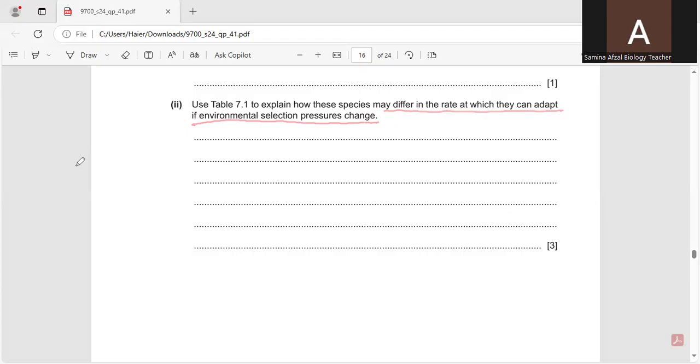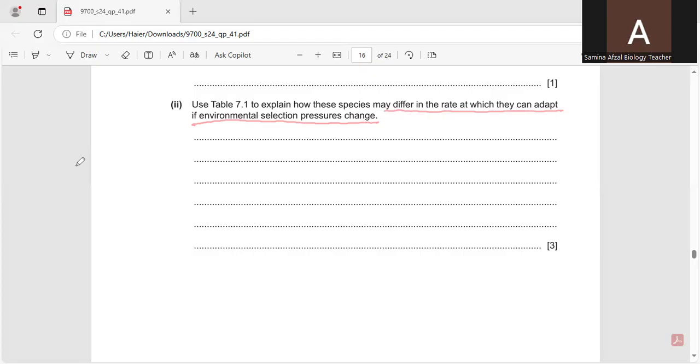So sometimes these mutations may be advantageous or favorable in some species, but sometimes they are harmful. So in this way, the species can evolve. Some of the species can evolve very quickly, while other species may take thousands or even millions of years to evolve significant changes. So if environmental selection pressure is changed, the species respond differently.